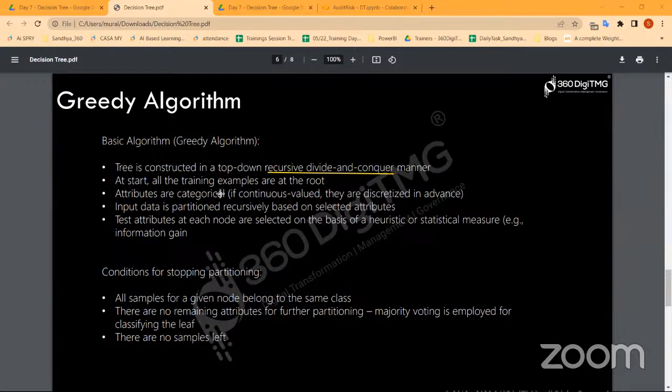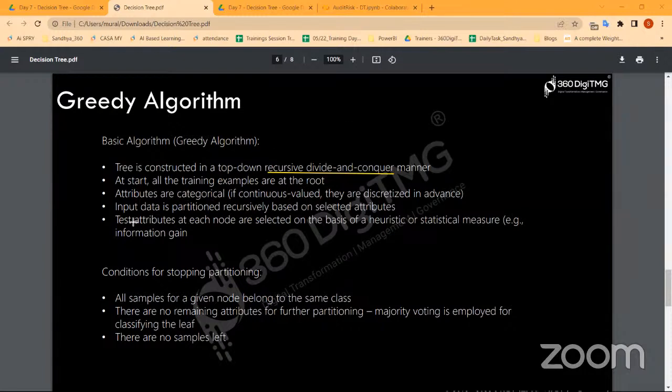And at the start, all training examples are at the root. Similar to hierarchical clustering, in a decision tree also we have our entire data at the root node. And attributes are categorical. If continuous, they are to be discretized in advance. If the data is continuous, we have to convert it into discrete data. We have already discussed that data is of two types, right? Continuous data and discrete data. Continuous data means numerical data. Discrete data means categorical data. Even if we have continuous data, we have to convert it into discrete form.